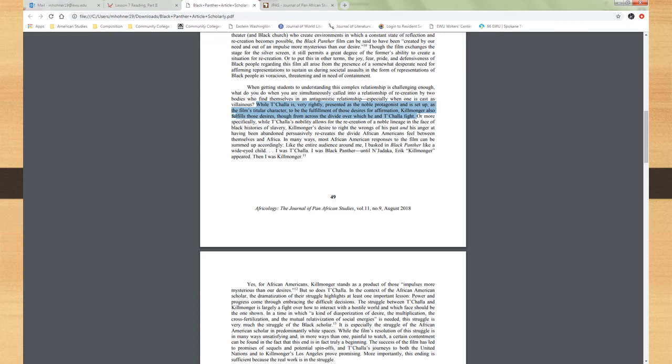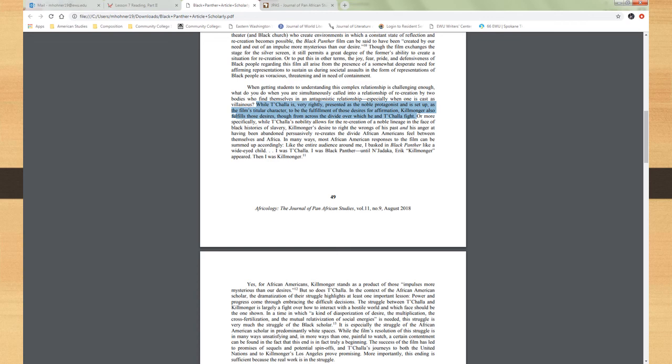So I found a quote from this first article that says, while T'Challa is, very rightly, presented as the noble protagonist and is set up as the film's titular character to be the fulfillment of those desires for affirmation, Killmonger also fulfills those desires, though from across the divide over which he and T'Challa fight.